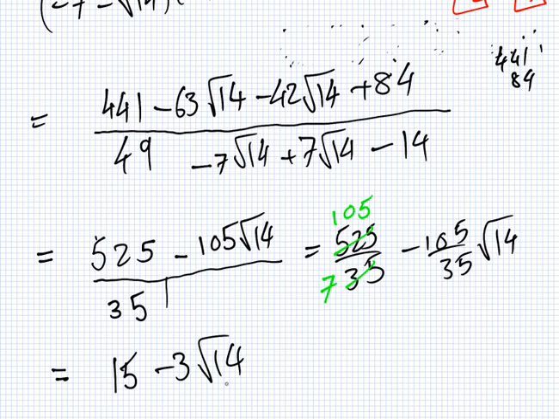Now I think I need to remove, oh no, I don't, okay. So the conjugate would be minus 7 plus root 14, and minus 7 plus root 14. So this will be now minus 63 plus 6 root 14 multiplied by minus 7 plus root 14, divided by minus 7 minus root 14 multiplied by minus 7 plus root 14. Let's see what we get on the top and on the bottom. Let me just remove this bit here, make some space.